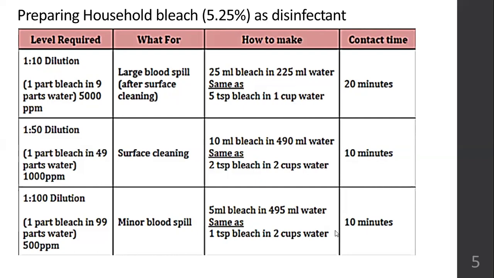1:50 is the dilution. So 1 part bleach, 49 parts water. Okay, so 10 ml of bleach in 490 ml of water. So you will have half a liter of 1:50 bleach solution. Okay, or 2 teaspoons bleach in 2 cups of water. That will also give you the same concentration.